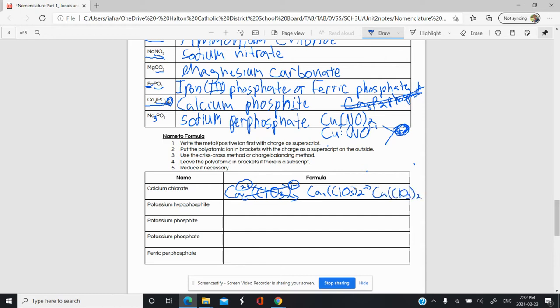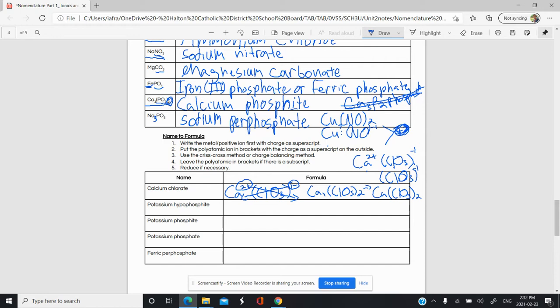ClO3 2. So what does this mean? If we're doing a charge balancing, this would essentially mean we have calcium is 2+, ClO3 1-, and we have another one of those ClO3 1- there. So overall, that's a charge of 0. We have 2 chlorate ions there. So charge balancing or crisscross work.